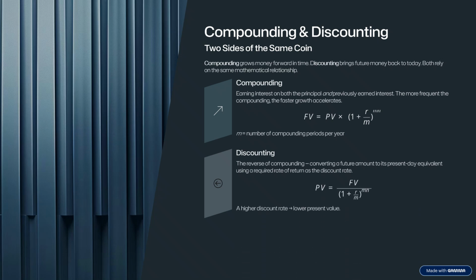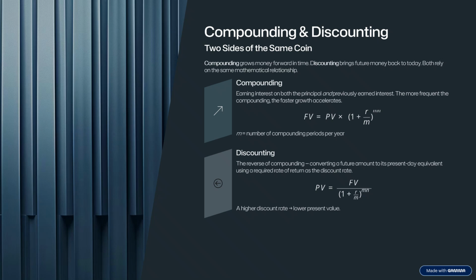Now discounting means converting future money into today's value. So instead of asking what will money become, we can ask what is it worth today? So now understand this clearly. Compounding grows money, discounting reduces money, but both are based on the same time value principle. We can also say higher interest rate, faster compounding; higher interest rate, lower present value. Correct? So compounding increases value and discounting decreases value.